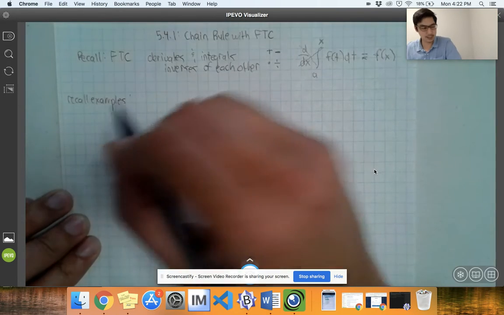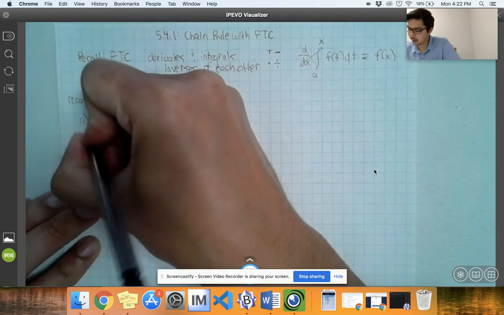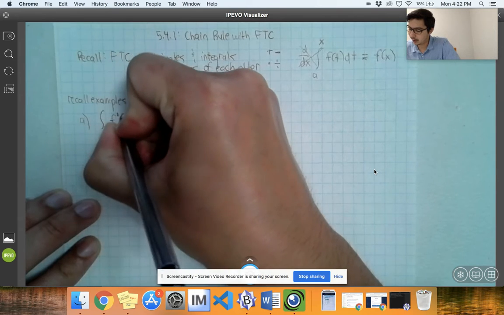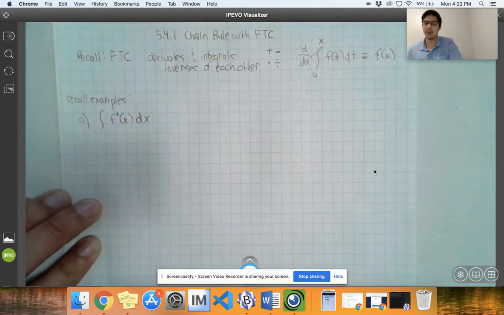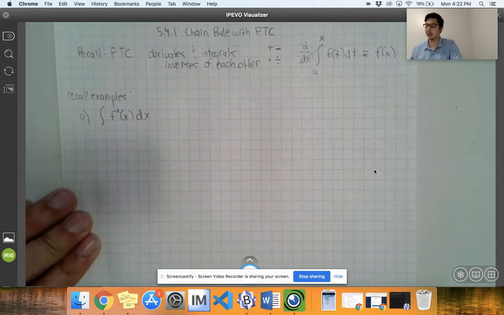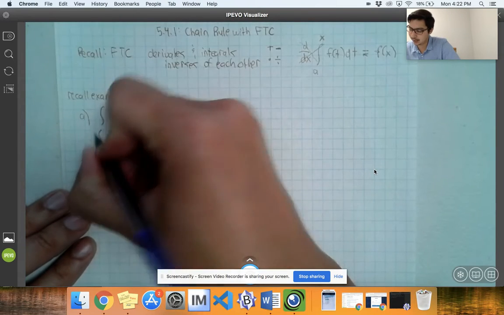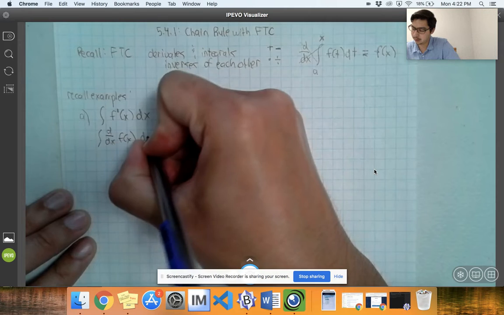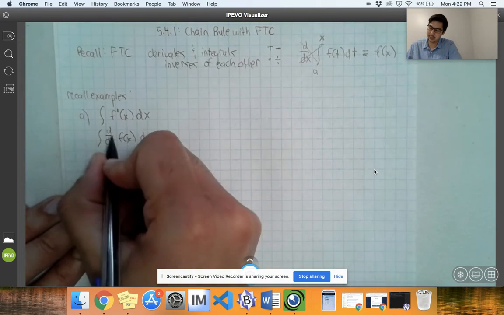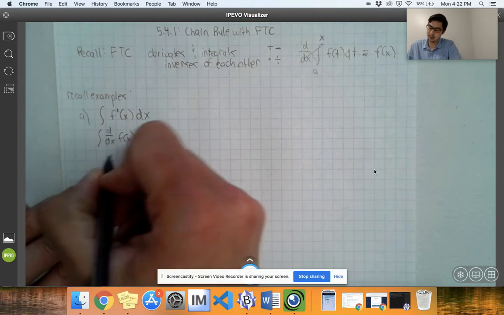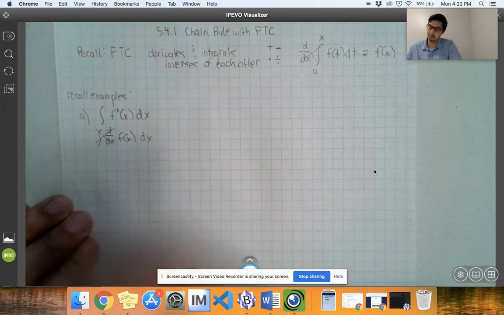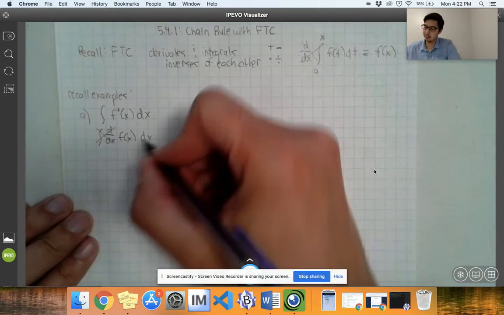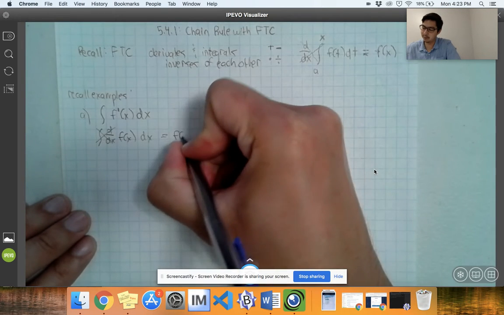All right, so the first example I want to look at is, what if it was the integral of f prime of x dx, to help you understand this recall. So what would that look like? Well, we could rewrite that as the integral of the derivative of a function f of x dx. And since integrals and derivatives are inverses of each other, these more or less cancel each other out, and then we're just left with the function f of x.